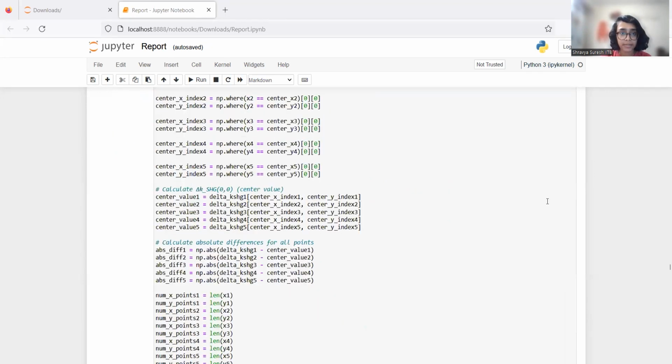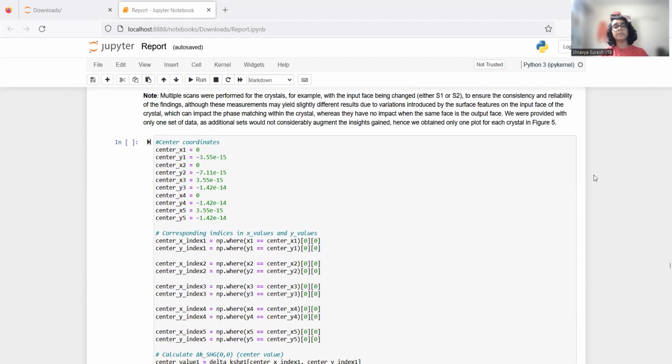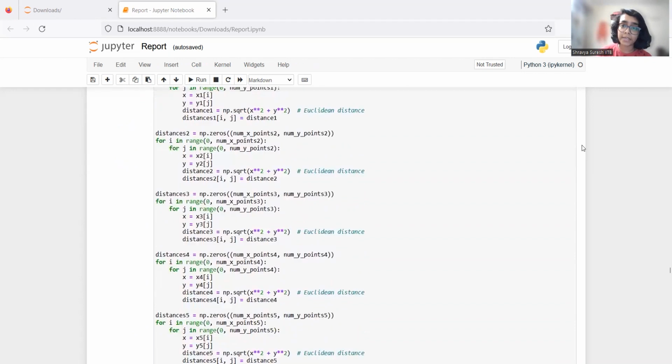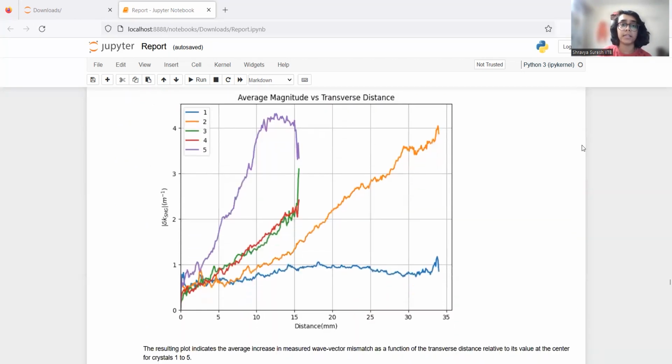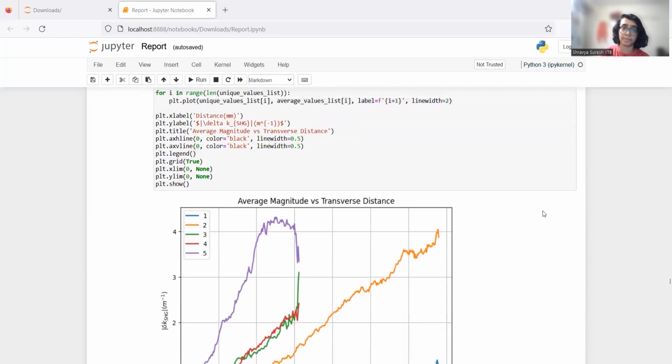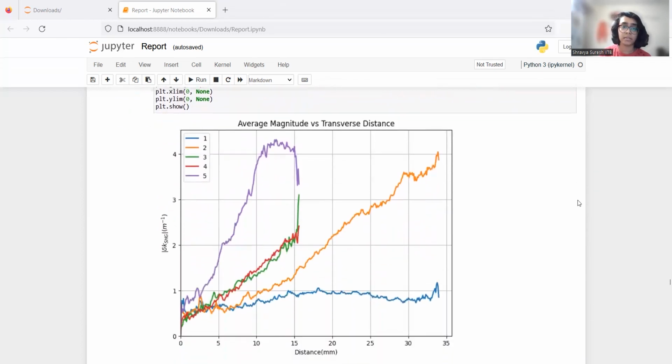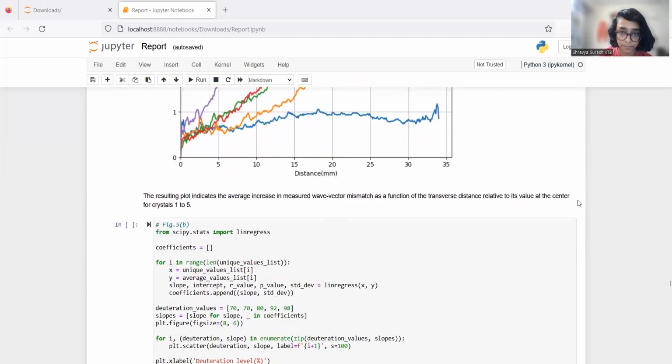One point to mention in this case is that we can perform multiple scans on each crystal through slight variations, such as rotations through 180 degrees. These measurements can yield slightly different values, but the trend is essentially more or less the same. We were provided with only one data set by the author, and since additional sets would not have added to the insights gained, we proceeded with this. Hence, in comparison to the paper, we've received a single line for each crystal as compared to 3 lines in the paper. But the observations we've received are consistent with the observations in the paper itself.